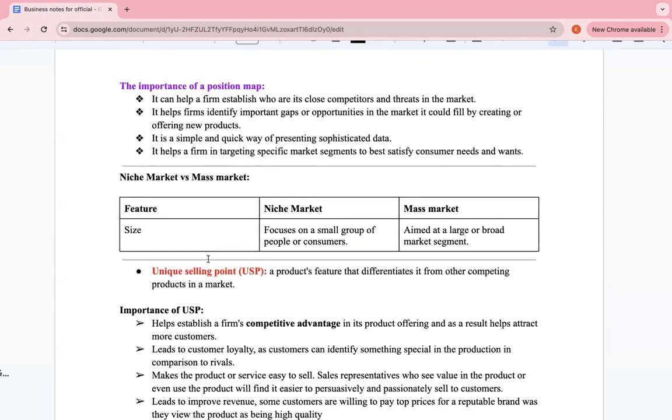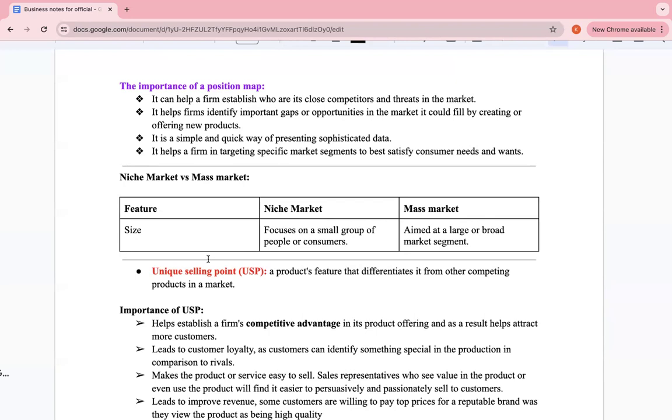The importance of a position map is that it can help a firm establish who its close competitors and threats are in the market. So they know who's in the market and what's a threat to it. Maybe there's a restaurant that's already making the same foods, but it's really popular, has a lot of brand recognition, brand awareness, customer loyalty, and brand loyalty. And again, keep in mind the three words I said now, they're really important.